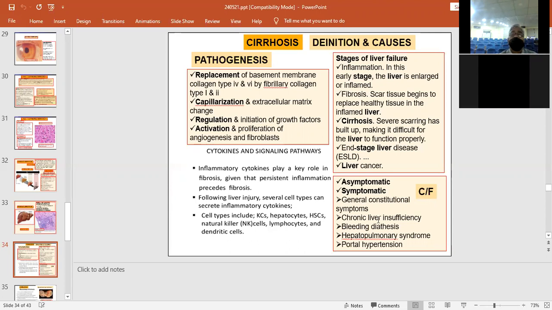Clinically, the patient can have either general constitutional symptoms like fatigue, lethargy and low fever, or chronic liver insufficiency. The patient may have serious bleeding diathesis or bleeding disorders, bleeding from esophageal varices, which we will talk about a little later, hepatopulmonary syndrome, and portal hypertension.